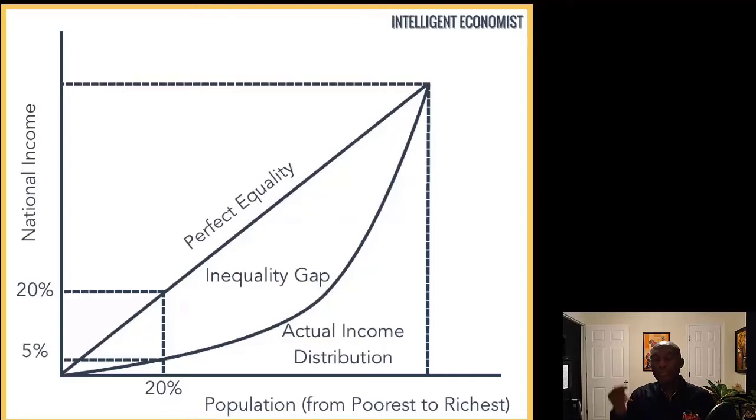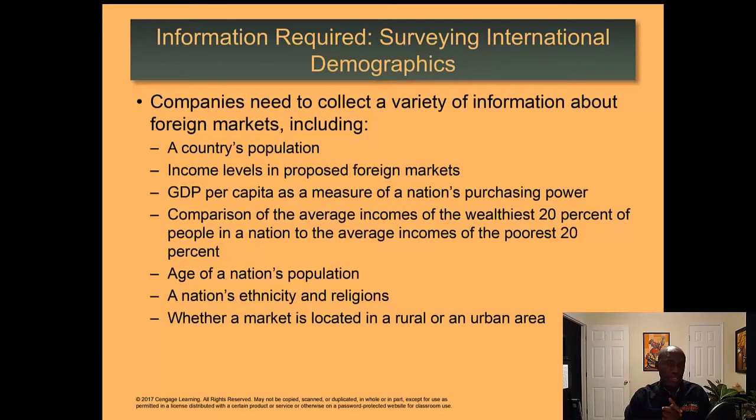1% of the population would control 1% of the income. 2% of the population should control 2% of the income. 50% should control 50% of the income. That would be an equitable distribution. That would be a perfect correlation.